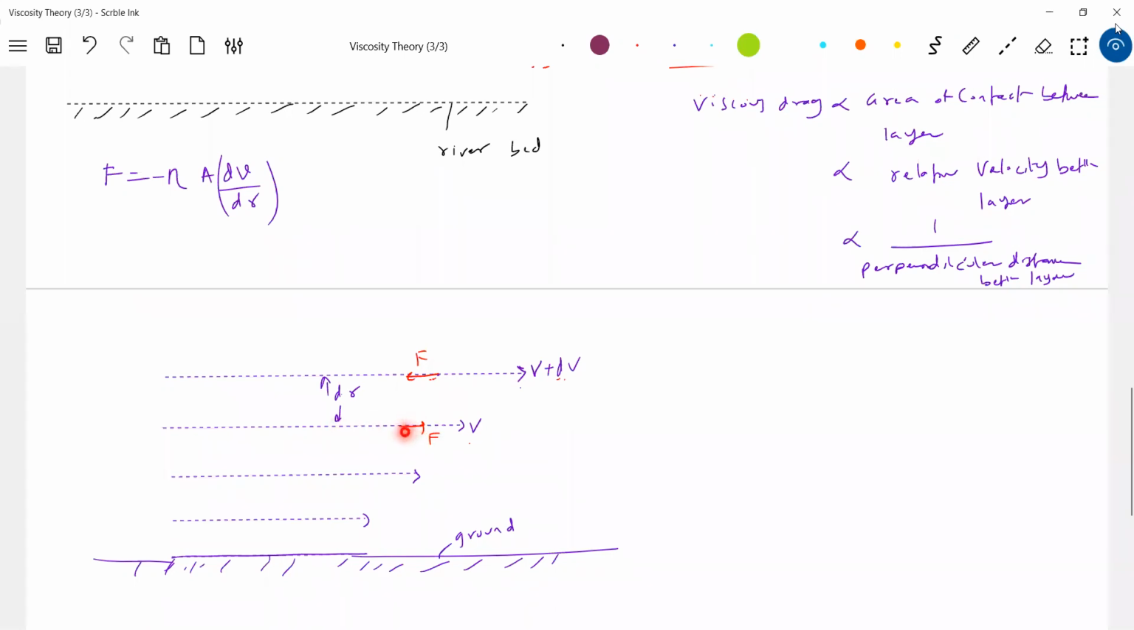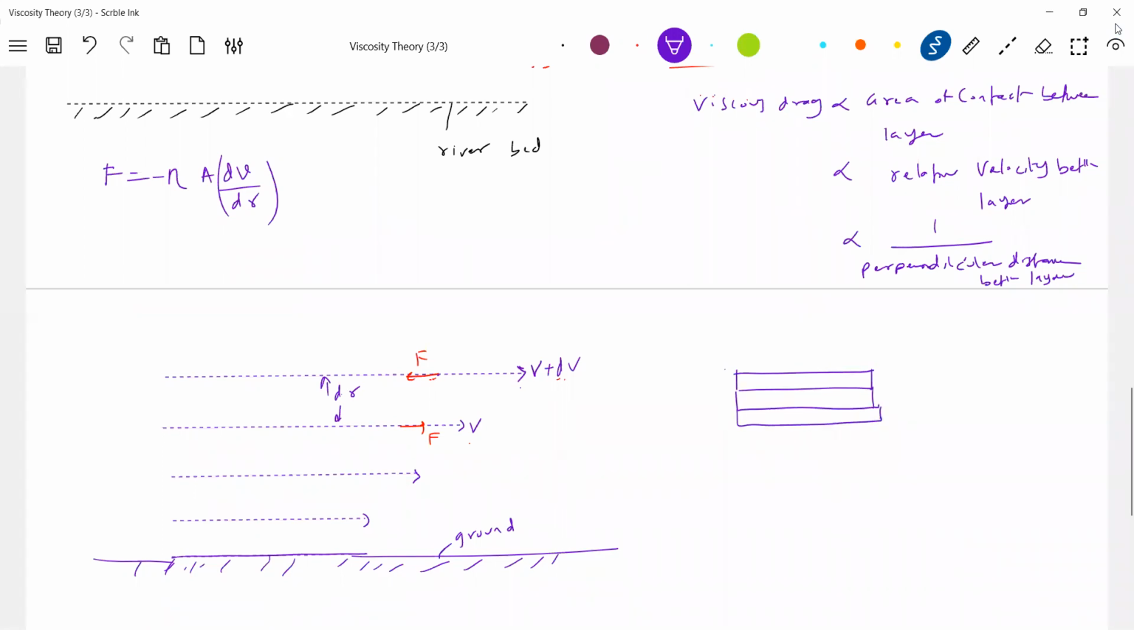Better you imagine the pages of a notebook. Different pages, all moving in the same direction with different speeds. Then there will be viscous drag between each pair of pages. So still we are not able to understand? Some of you are getting confused. I'll show a diagram like this. This will be a better diagram.